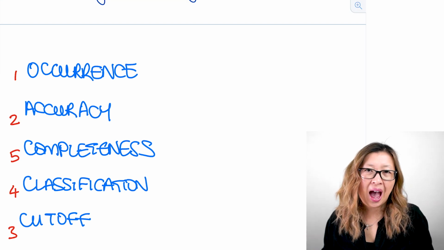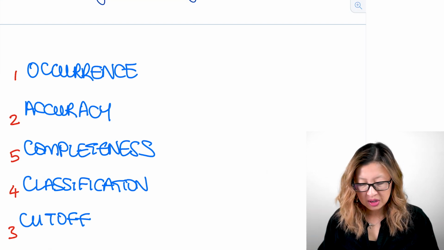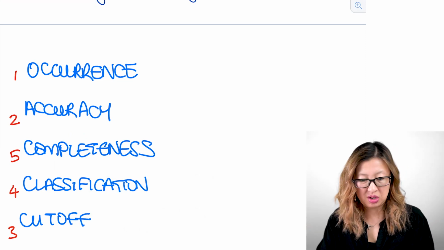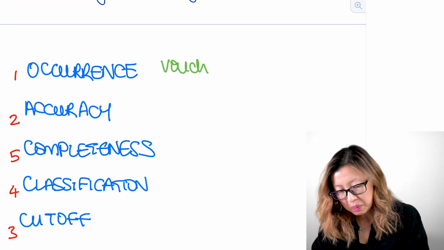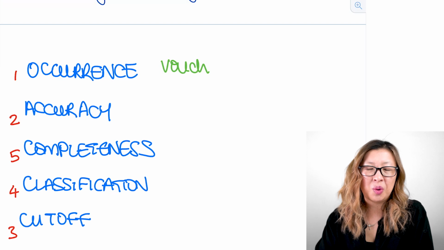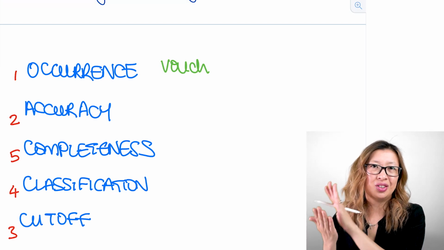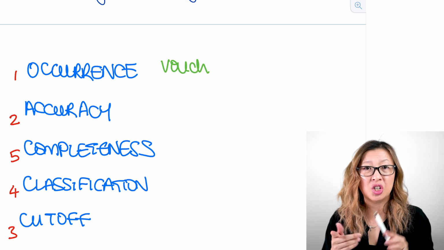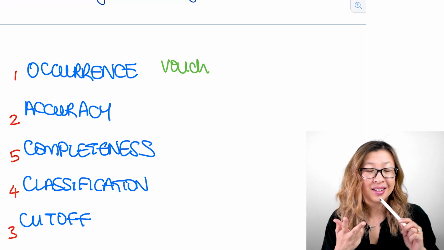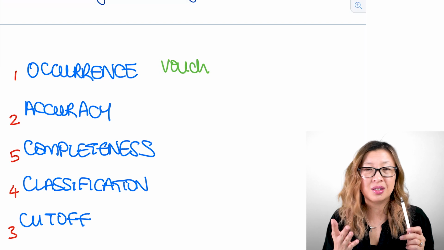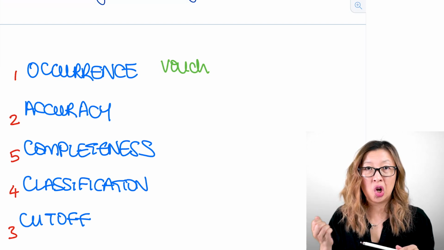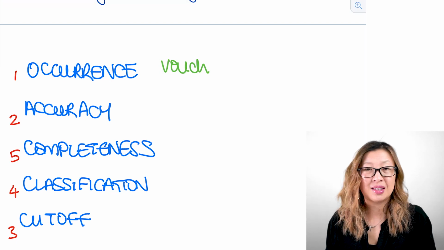So let's talk about how we might test the occurrence. Now, I will write some notes, but I won't actually write the whole procedure down. It's just going to take too long. But if I'm testing occurrence, I want to vouch. I want to make sure I start at the end of the transaction, the journal entry, match it back to the original supporting documentation, proof of delivery to the customer, shipping documents, invoices, the original customer order. So I want to vouch to prove that the journal entry really is a real transaction.